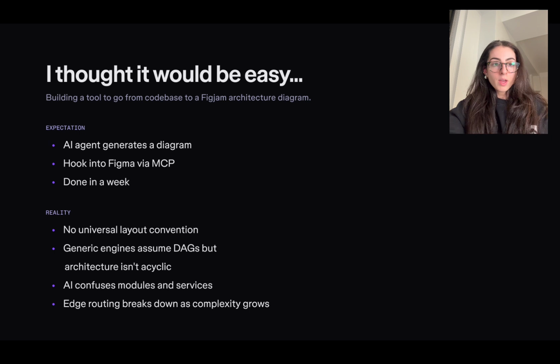So I thought, okay, I'll just build this. Figma already has a generate diagram tool. Add some guidelines on what should and should not be included in architecture diagrams. Done. I genuinely thought that it would take a week, and it did not.